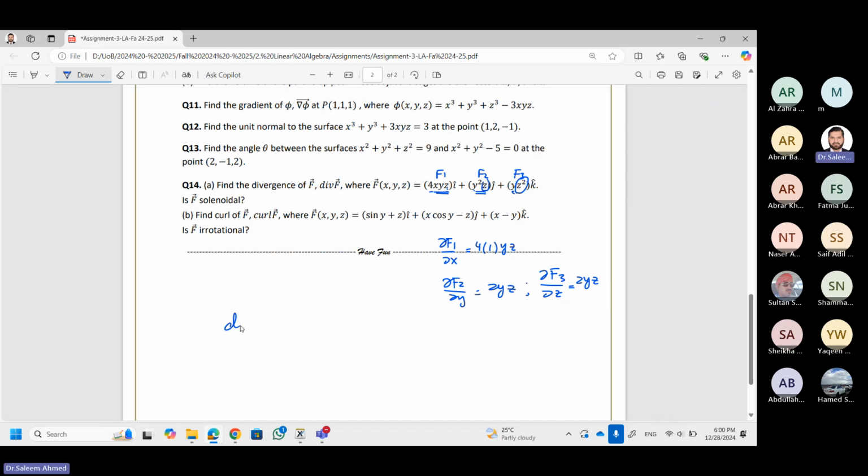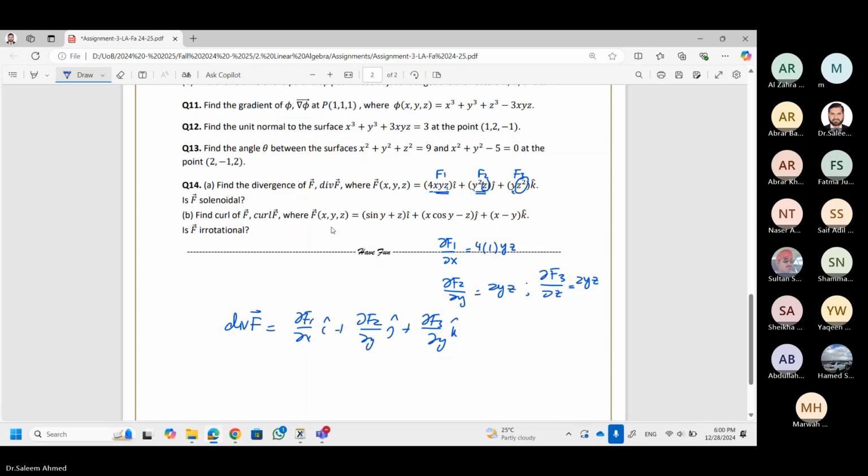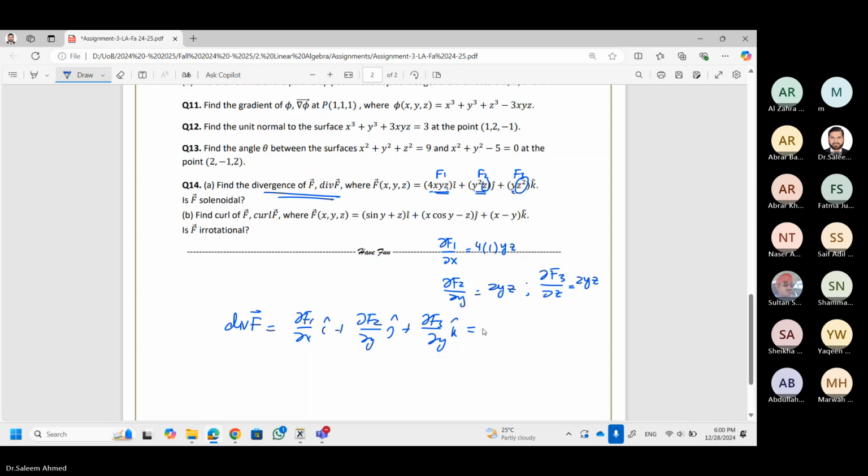Now, if you find the divergence of f, it is f1 with xi, f2 with yj, and f3 with yk. That is your divergence of f. So this will become f1 with x, this one. 4yz with i, then 2yz with j, and 2yz with k. So this is your divergence.